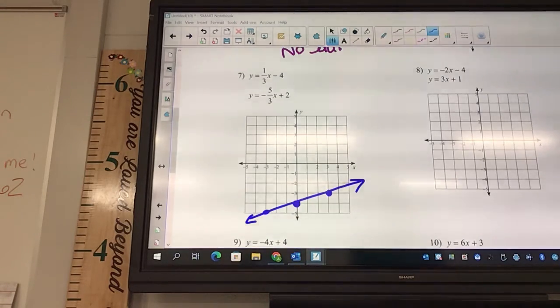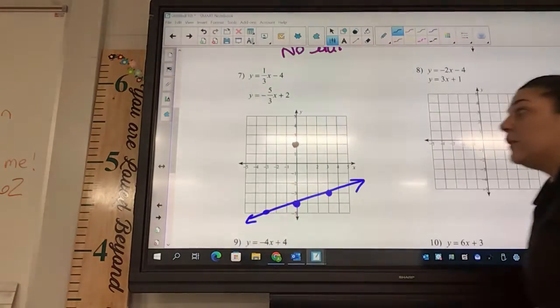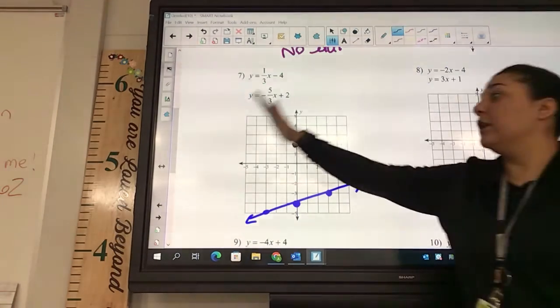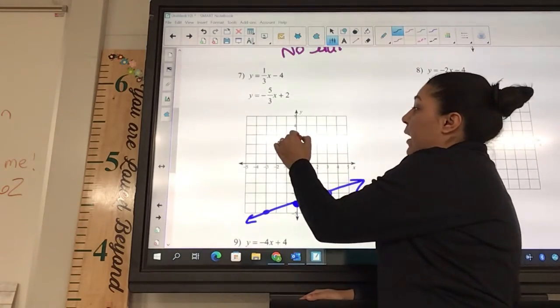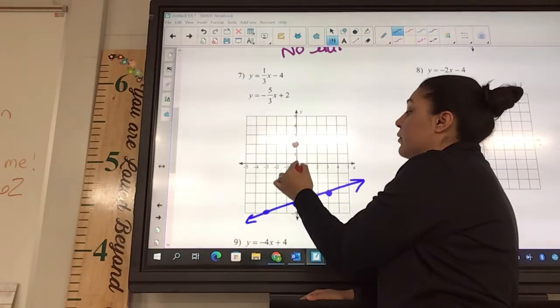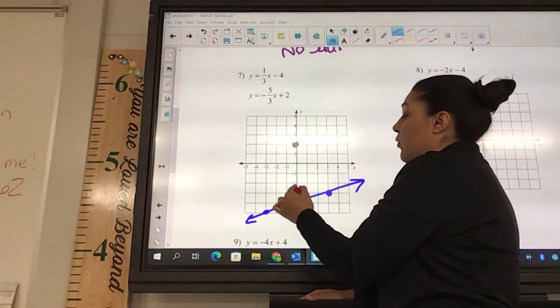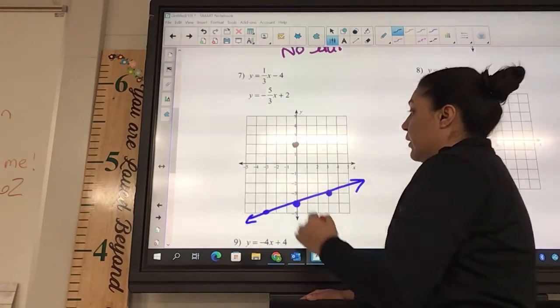Okay, the second one is gonna start at 2, and our slope is negative, which means our line should be going this way. So you're gonna go up 5, 1, 2, 3, can't go up 5, so we're gonna go down 5, 1, 2, 3, 4, 5, over 3. 1, 2, 3.